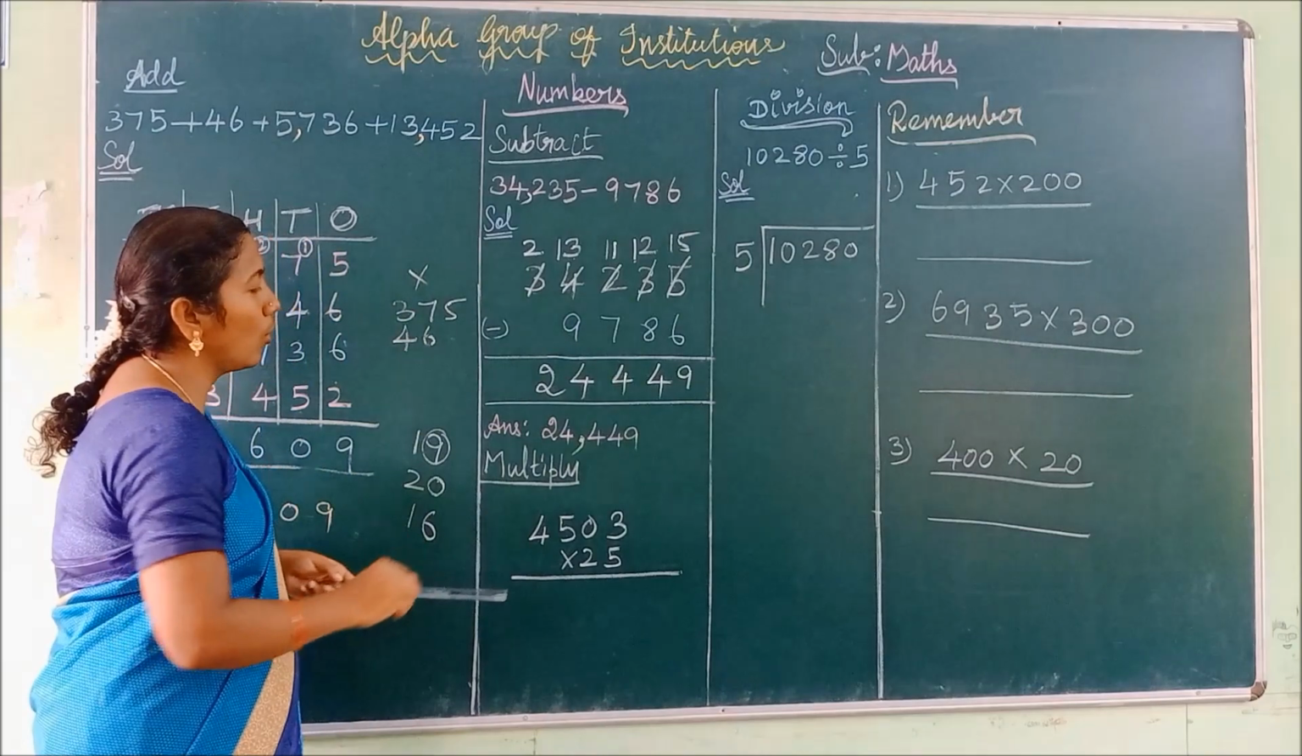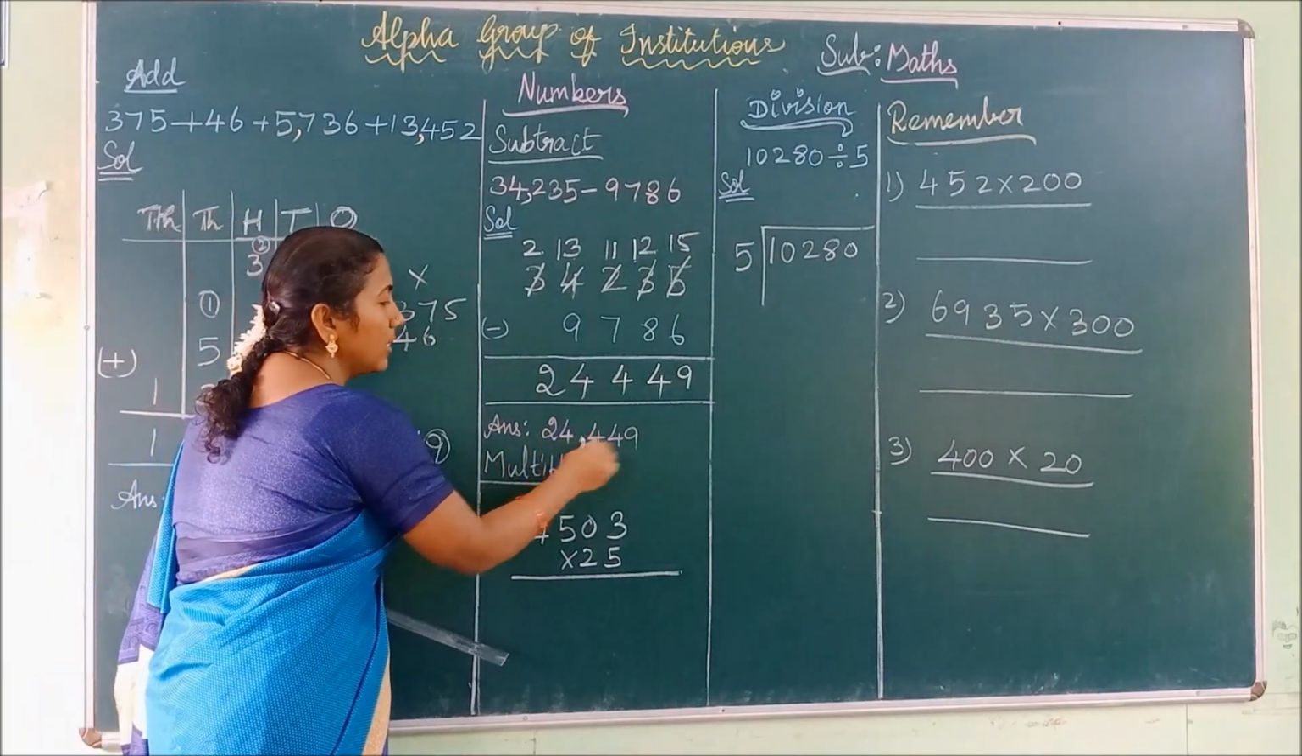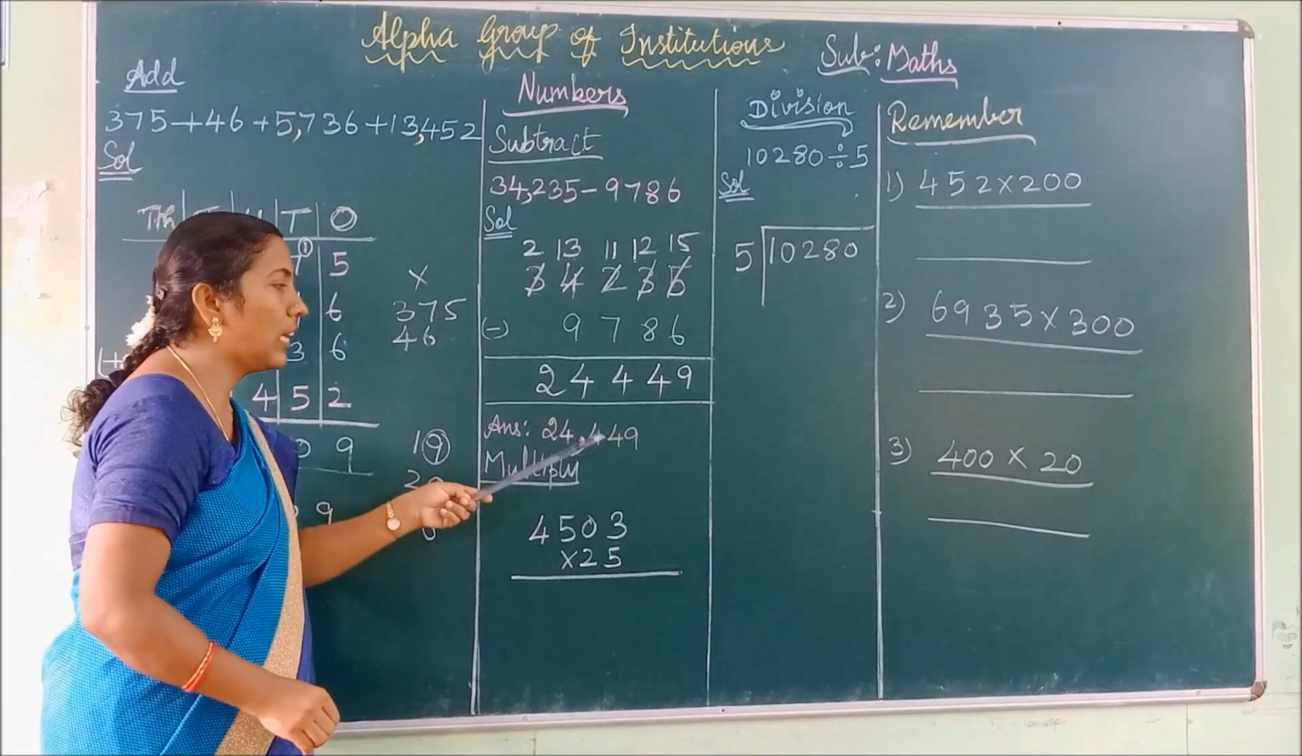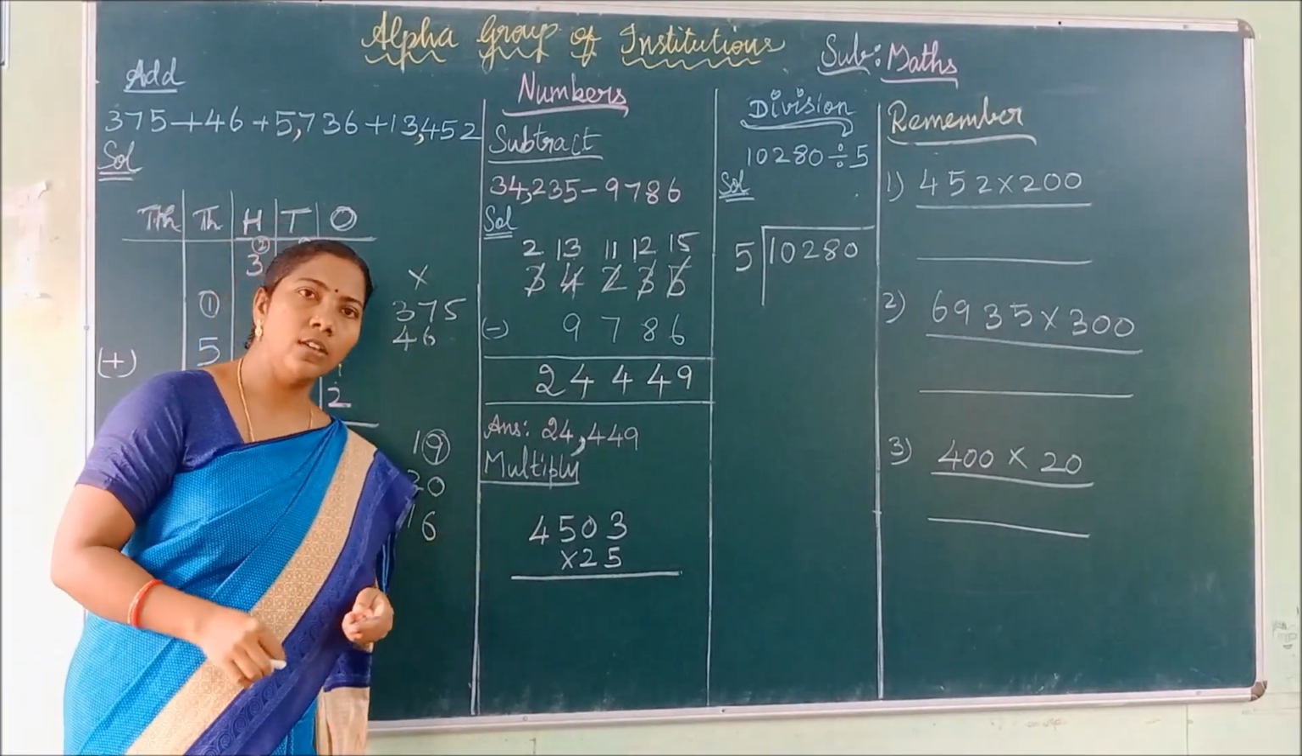So our answer is, you have to place the comma after 3 digits starting from the right. So our answer is 24,414. Do you understand?